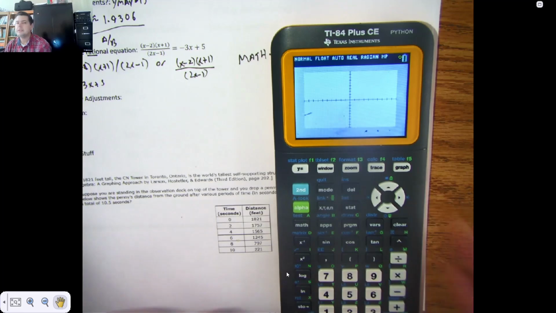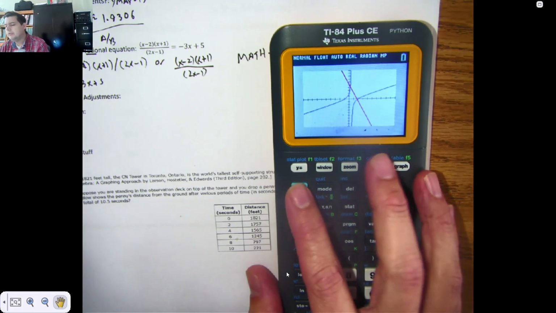Then again, we do zoom 6. So there is the rational function. All rational functions are funky. And there's two intersections. So no need for a window adjustment.